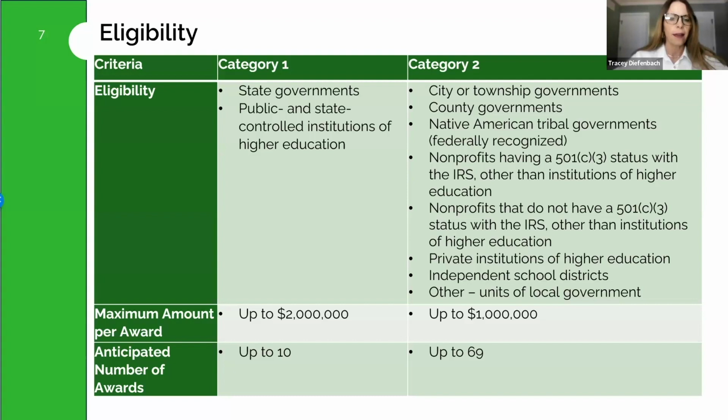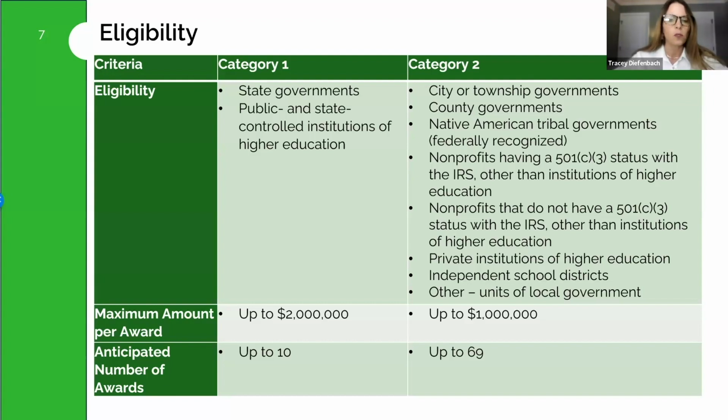Let's now take a look at eligibility requirements for BJA STOP. Eligible applicants fall under two categories. Category 1 includes state governments or public and state-controlled institutions of higher education. Category 2 includes city, township, county, or federally recognized Native American tribal governments, nonprofits, regardless of their 501c3 status with the IRS, other than institutions of higher education, private institutions of higher education, and independent school districts.